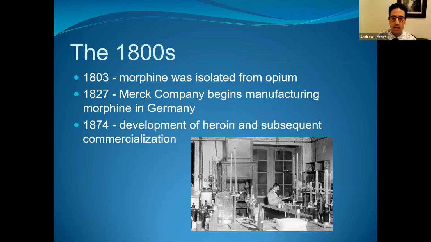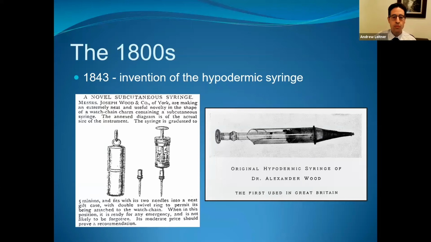by the Merck Company. Subsequently, other medications were developed as well, including heroin, which was in commercial use for some time. There were other medical advances that made access to opioids in different formats, including the hypodermic syringe. And this is a picture of one of the earliest in England.